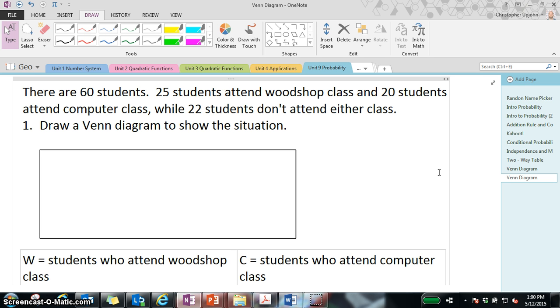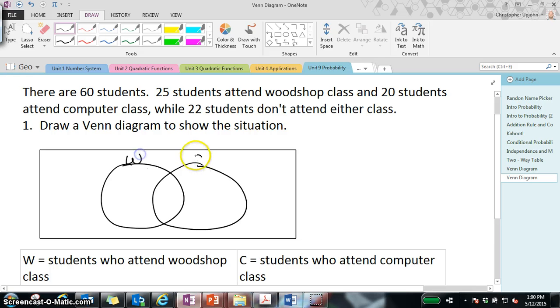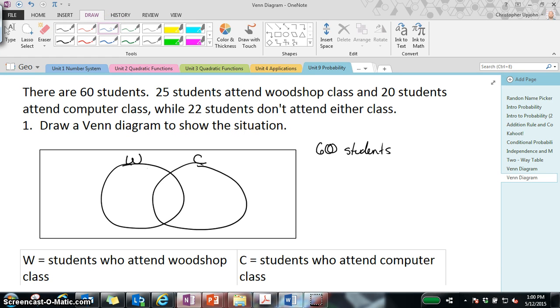We're going to let W stand for the students who attend woodshop, and C is the computer class. So we have two circles, W and C. And we know there are 60 students total, and that 22 don't attend either, so they're not in either of these circles.